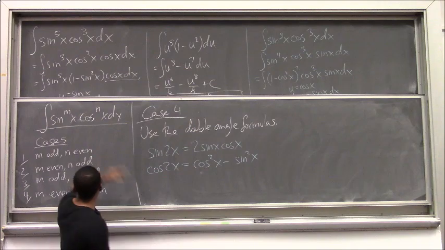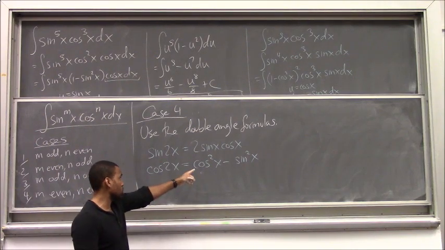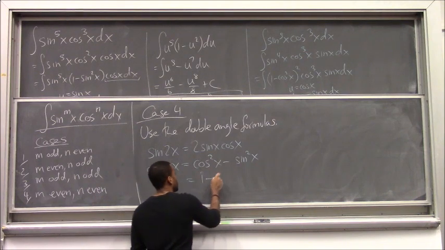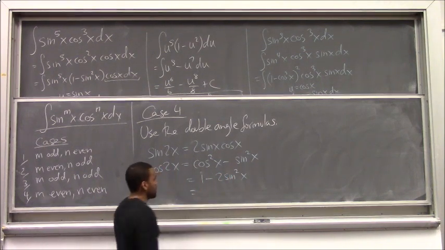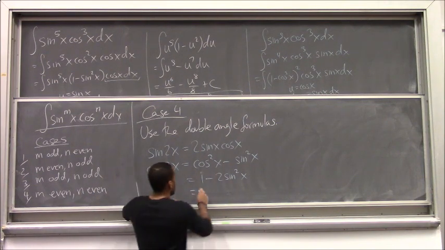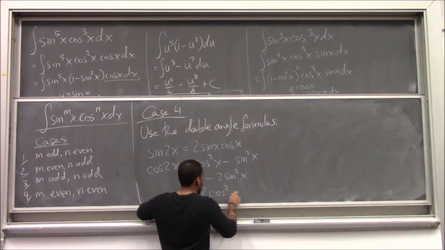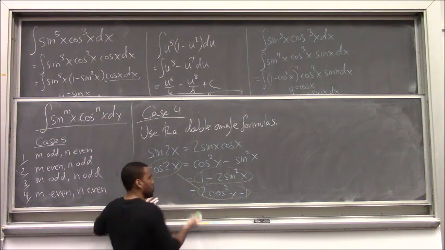Now, if you use the Pythagorean identity to change the cosine squared to 1 minus sine squared, it's also 1 minus 2 sine squared. And if you use the Pythagorean identity to change the sine squared to 1 minus cosine squared, it would become 2 cosine squared minus 1. And these are the two important versions that we're going to want to know.